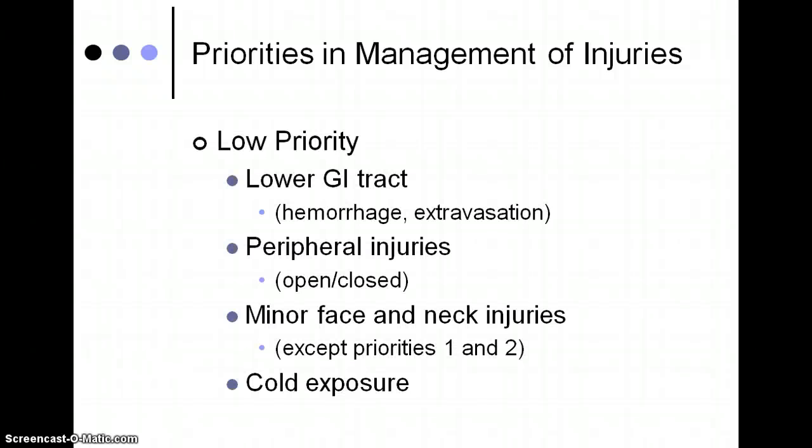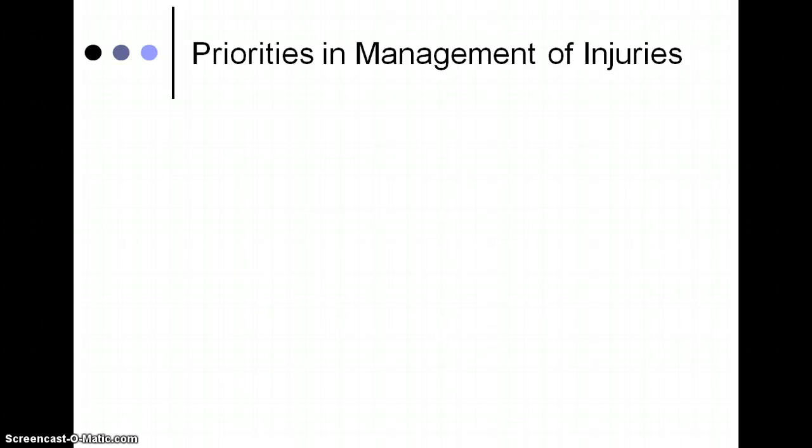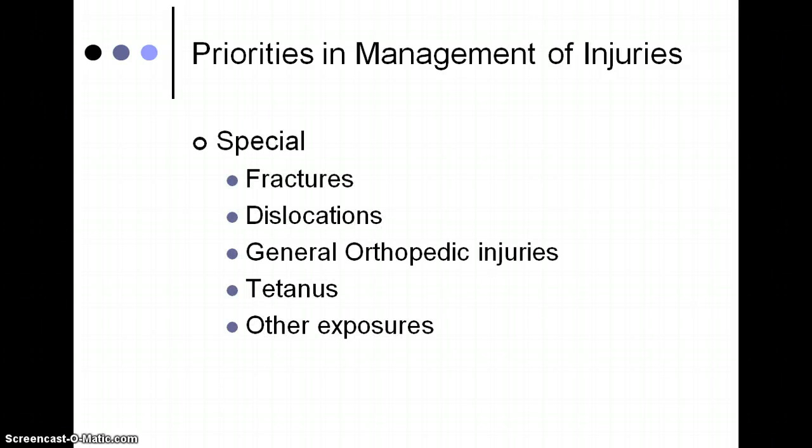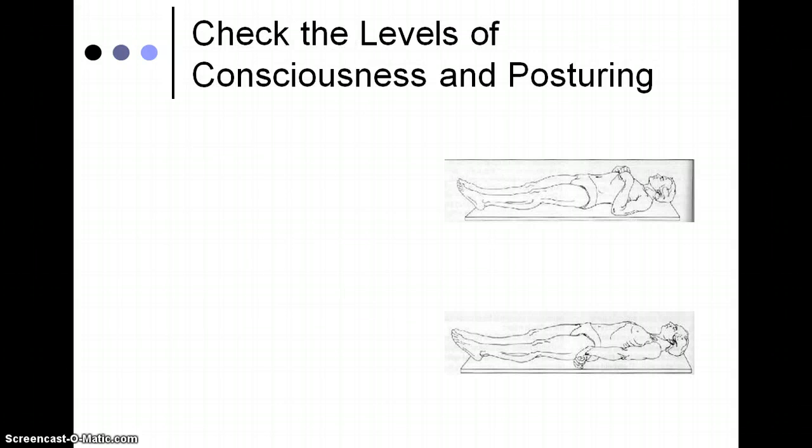Lower priority is more like lower GI tract hemorrhaging, peripheral injuries, open or closed. This is arms, legs, stuff like that. Minor face and neck injuries, and cold exposure. Special priorities are fractures, dislocations, orthopedic injuries, tetanus, and other exposures.